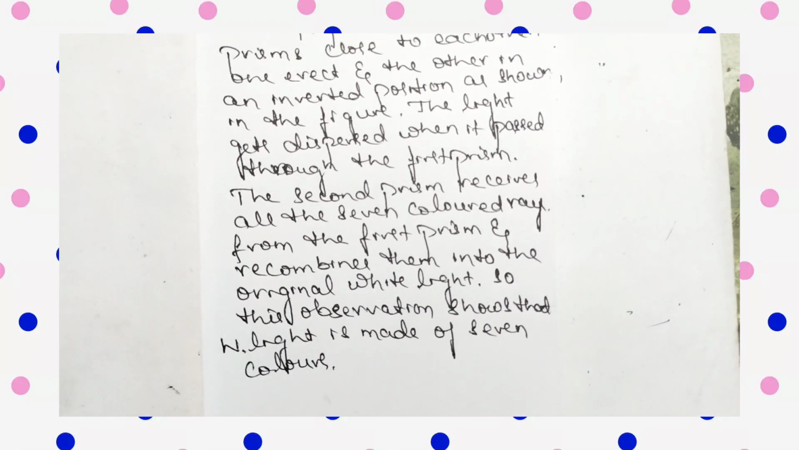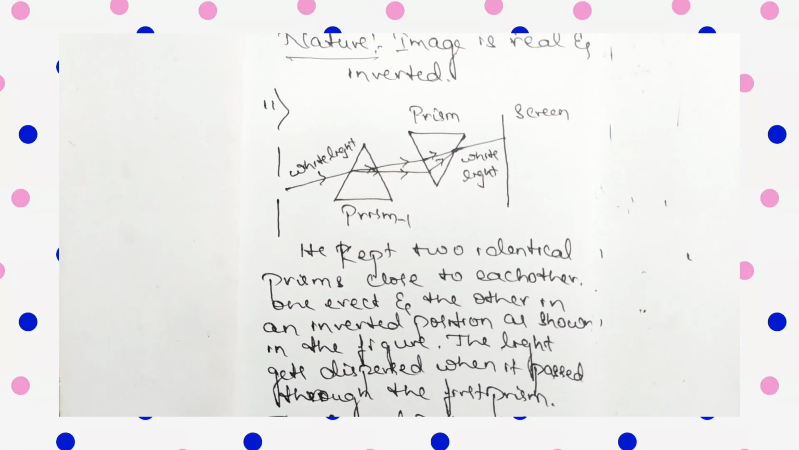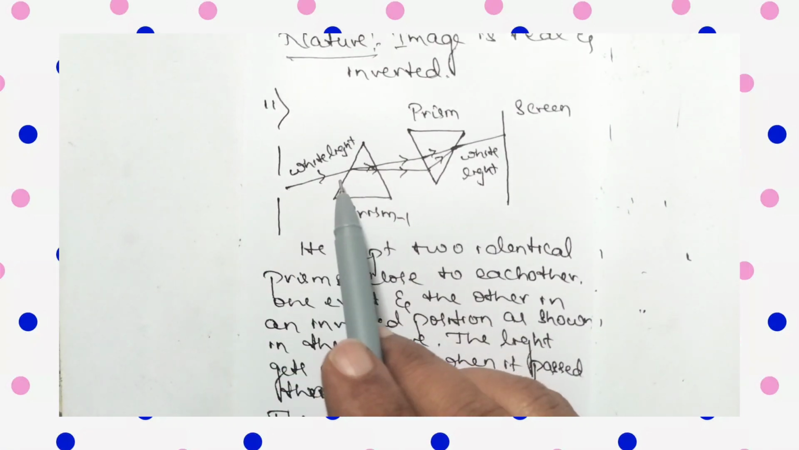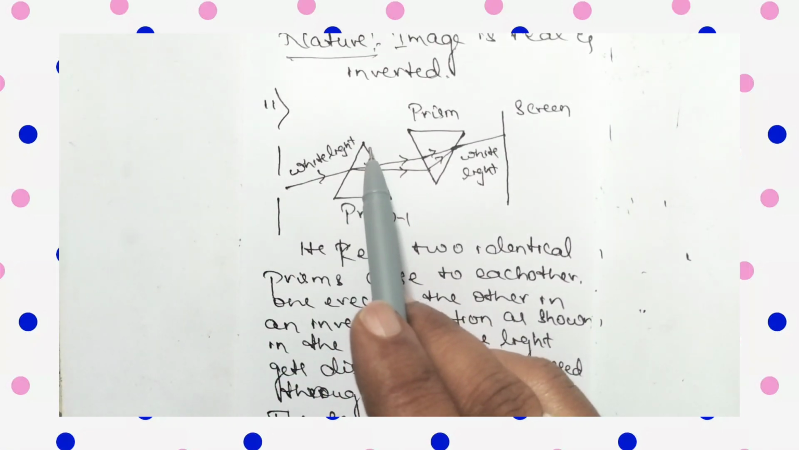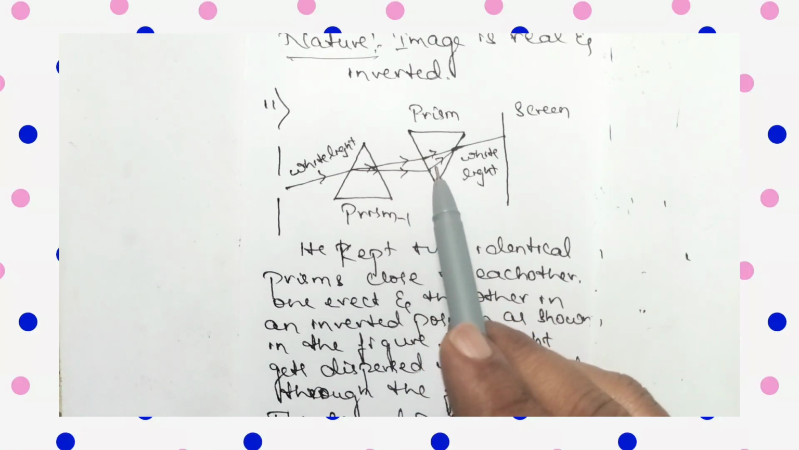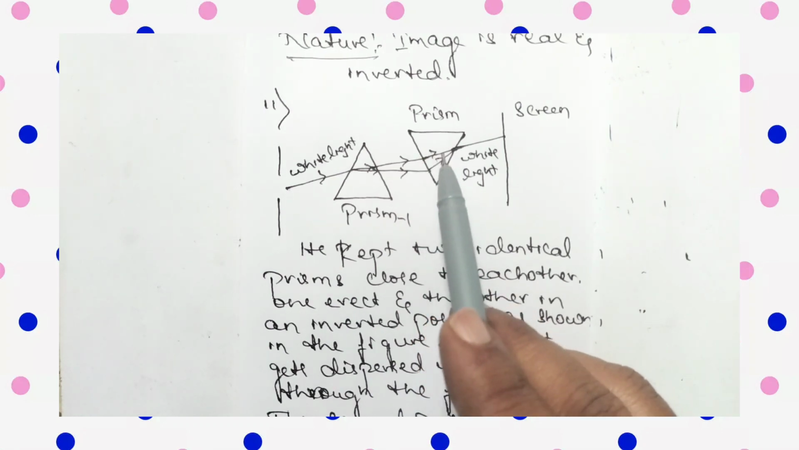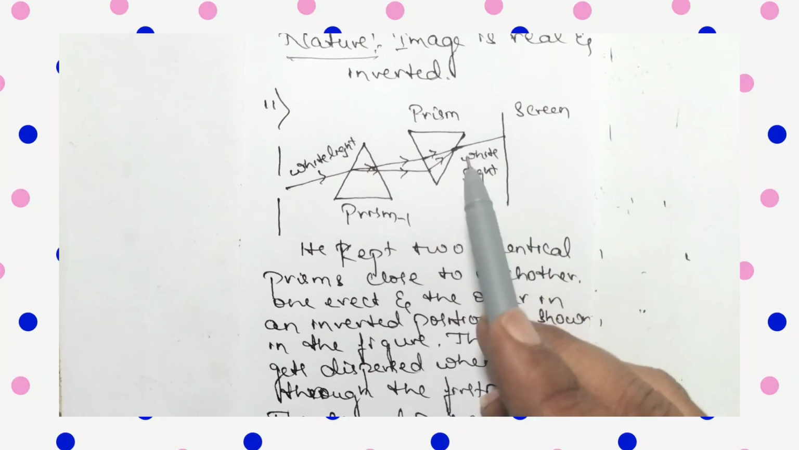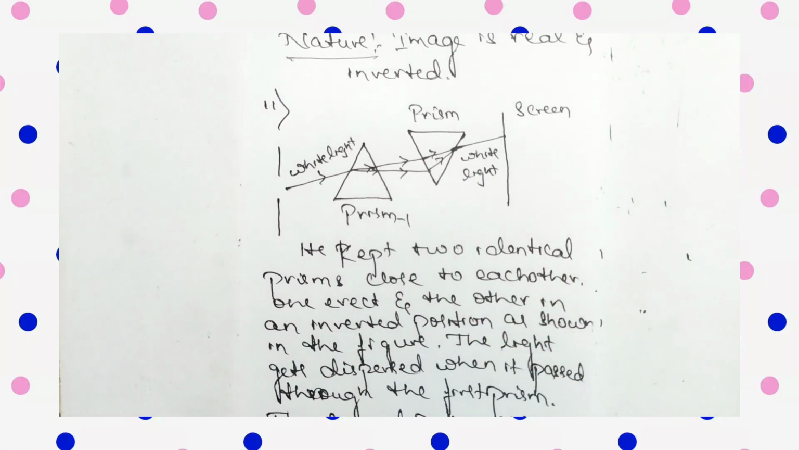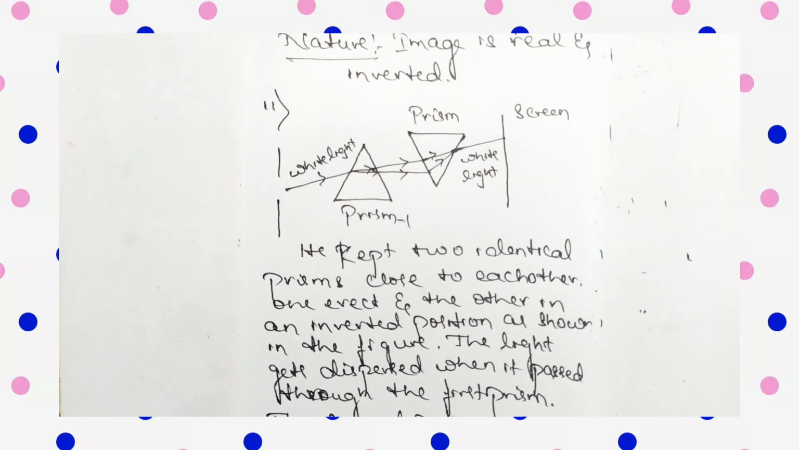So on the screen, look, the white light falls. First the white light came to the first prism and got scattered. Then it came to the second prism and recombined in the second prism. Next, white light was obtained on the screen. So white light consists of 7 colors, and if you add all the 7 colors you will get white color. This is shown by Sir Isaac Newton.